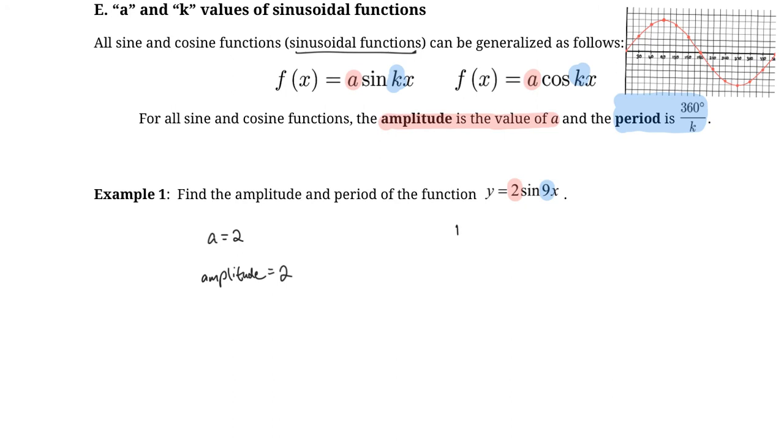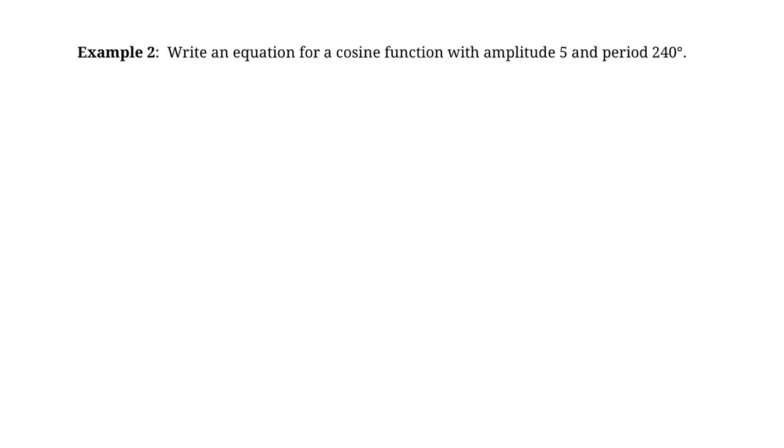And since our value of k is equal to 9, we can use that to find our new period. So our period is 360 degrees, and we need to divide by k. So we're going to divide by 9, which means that our new period is going to be 40 degrees. So this is the length of one new cycle. So let's try another question.